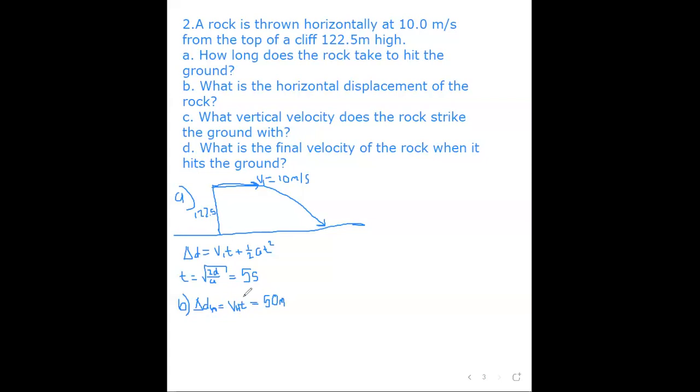Okay, part C. What is the vertical velocity? What vertical velocity does the rock strike the ground with? You have V2 is equal to the square root of 2AD. And then you plug in those numbers and you'll get 49 meters per second.